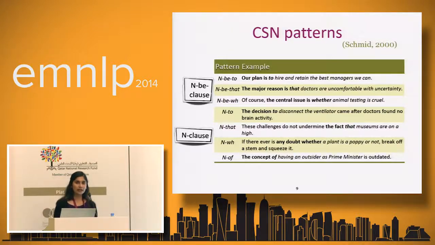Now, the patterns are mainly of 2 forms. The first form is N-be clause, where the shell noun phrase occurs as the subject of the subject-verb clause construction with the linking verb be, and the shell content is embedded as a WH clause, that clause, or to-infinitive. Then the other form is this-N clause form. And in this case, the shell content is embedded as a complement clause, complement WH clause, that clause, or to-infinitive.